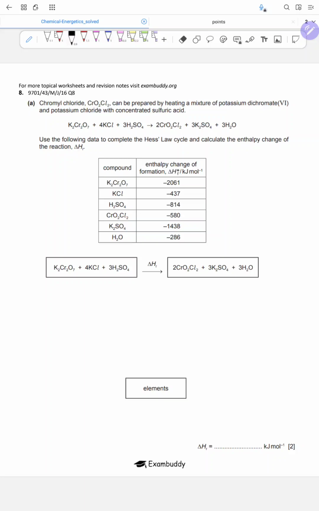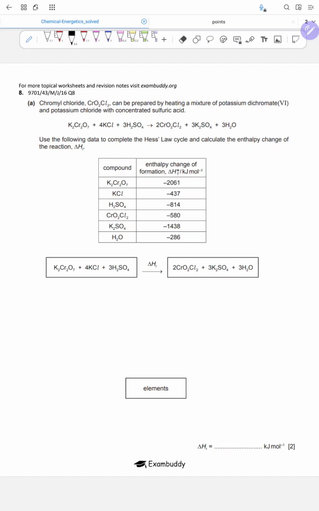So yeah, let's start. Chromyl chloride, CrO2Cl2, can be prepared by heating a mixture of potassium dichromate and potassium chloride with concentrated sulfuric acid. Alright, that's the equation over there. Use the following data to complete the Hess's law cycle and calculate the enthalpy change of the reaction, ΔHr. Right, so they've pretty much given us everything we need over here.